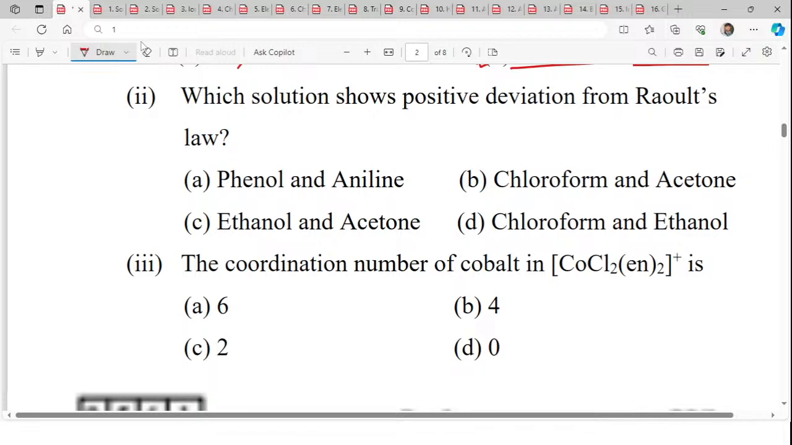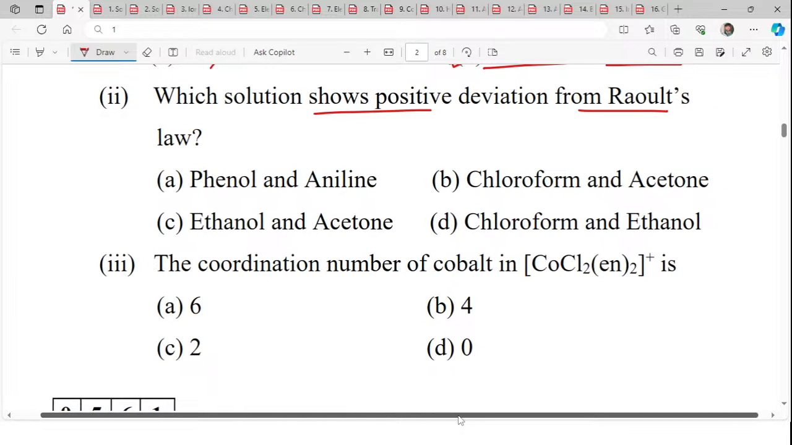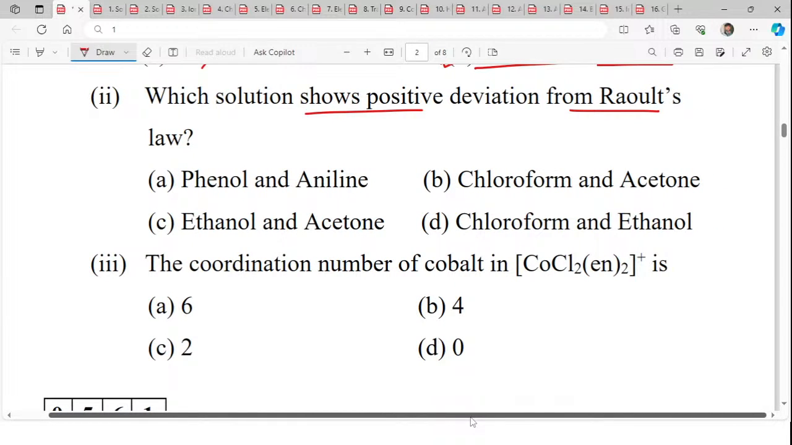Which solution shows a positive deviation from Raoult's law? There are different types of solutions. Please write the question first. Which solution shows a positive deviation from Raoult's law? Phenol plus aniline, it is given. It shows a positive deviation from Raoult's law. Write it now: positive deviation from Raoult's law.